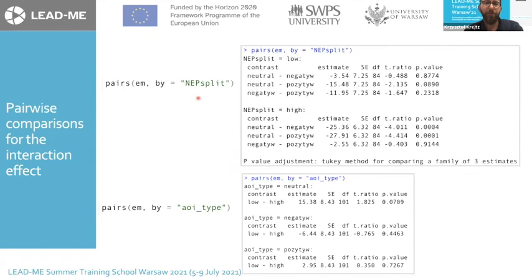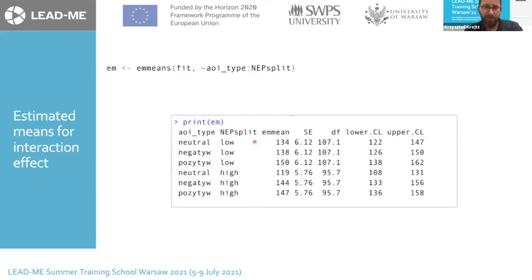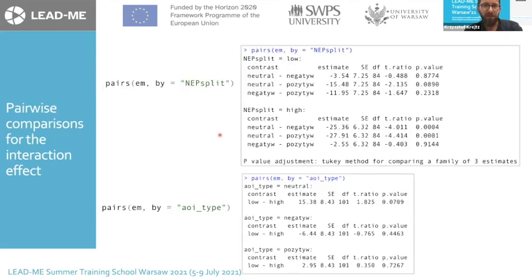Now let's check which of these averages are significantly different. So we're going to run 2 pairwise comparisons here. First, we're going to split this table by NEP values. So we want to compare separately for low NEP people their means for neutral, negative, and positive AOIs, and for high NEP people, neutral, negative, positive values. So first we want to separate it by NEP, and the other pairwise comparison we can do by AOI type.